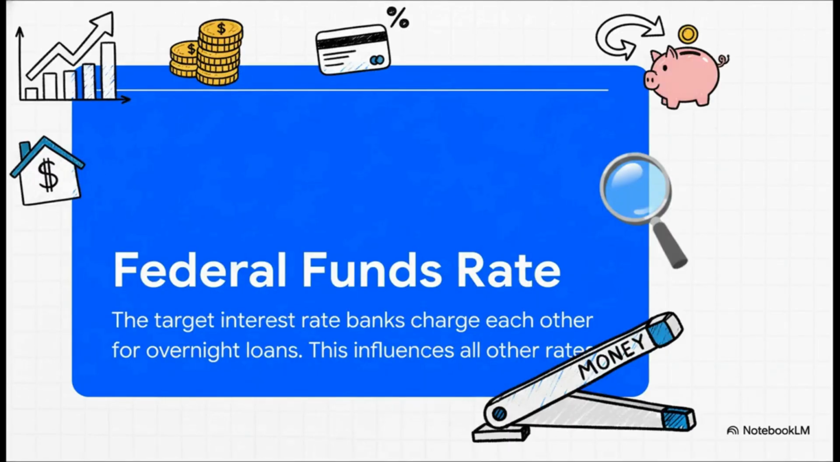All right, the Fed's primary and most famous tool is the federal funds rate. Now, this is the interest rate that banks charge each other to borrow money overnight just to meet their reserve requirements. So why should you care about a rate between banks?